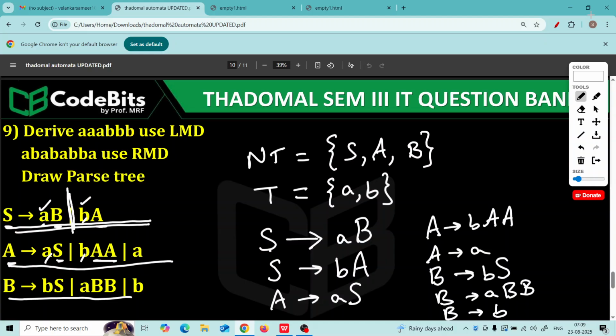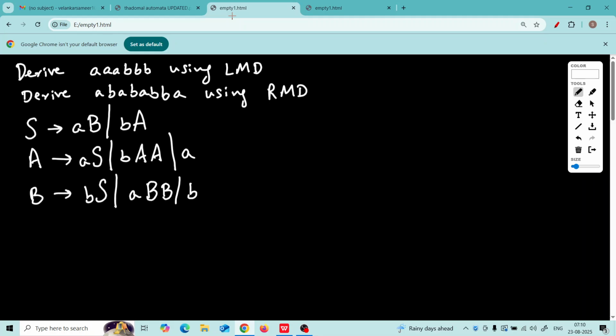Now the problem is that given this grammar, we have to derive this string from the grammar, okay, and two methods are there, leftmost derivation and rightmost derivation. Both can be used to derive the string, and also we can show the derivation by using a parse tree. Trust me, the problem is very simple, okay. So I have written the problem again over here. We want to derive AAABBB using leftmost derivation, derive ABABBABA using rightmost derivation, and the grammar given is this. Now this capital S is known as the start symbol.